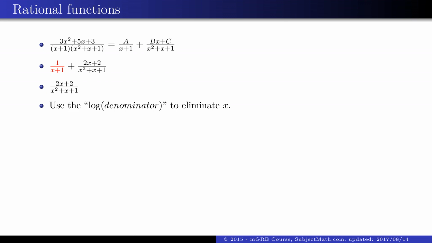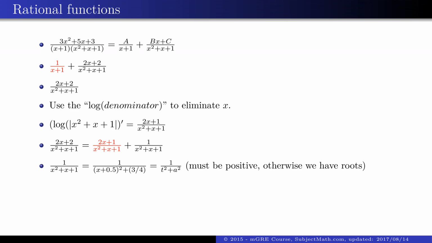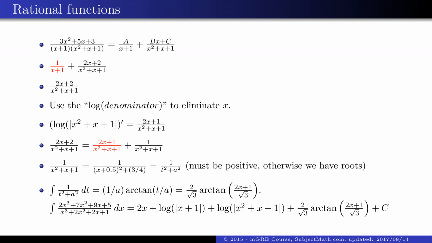To get rid of the x part, we use the log of the denominator, namely this. Observe what is this derivative and subtract it from our integrand. The rightmost integrand is some form of a derivative of arctangent, which gives us our final answer.